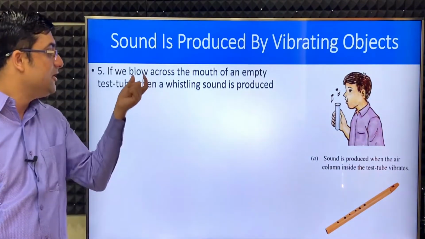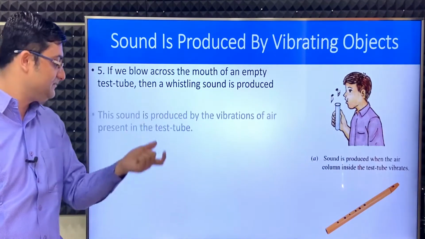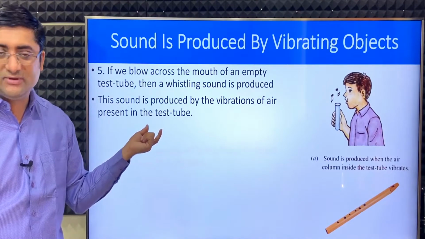Let's read about it. If we blow across the mouth of an empty test tube, then a whistling sound is produced. This sound is produced by the vibrations of air present in the test tube. Is it clear?